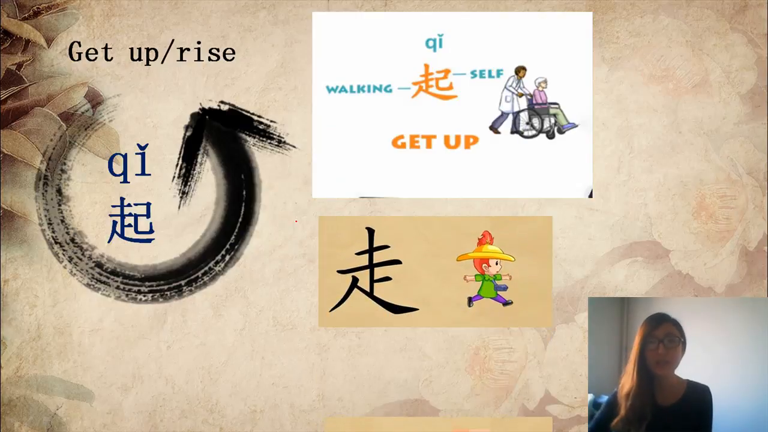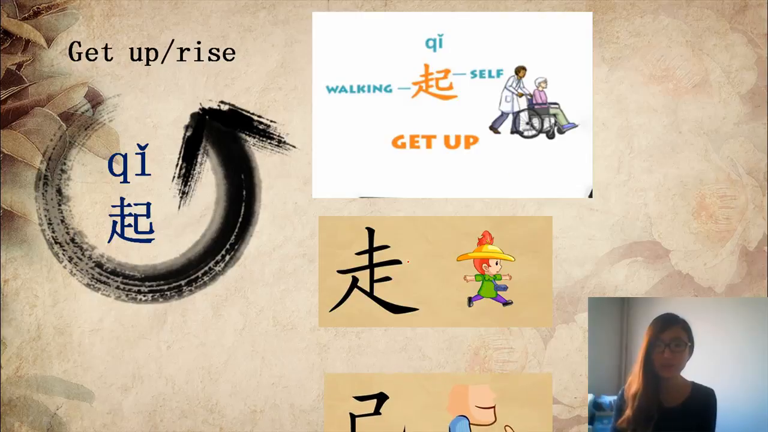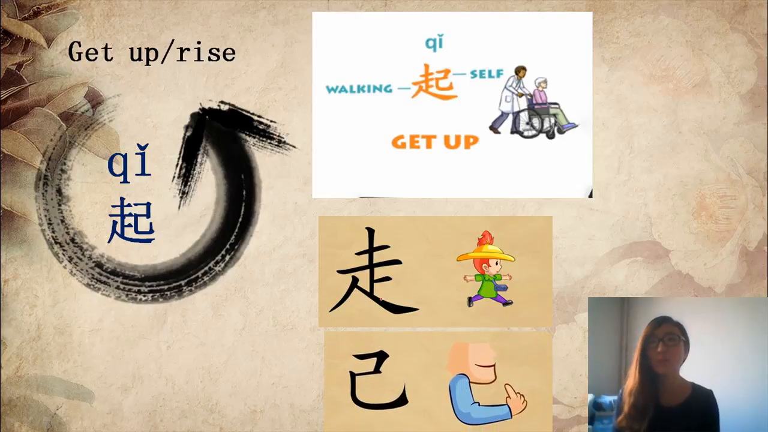Okay, let's look at the walking part. This is a what-you-see-is-what-you-get character, because it just looks like a kid waving his hand, walking happily to his destination. So it's walking. And this character means self. And you can imagine this man is pointing at himself.